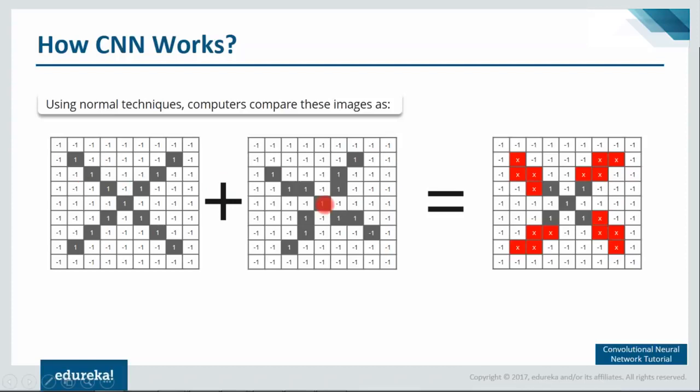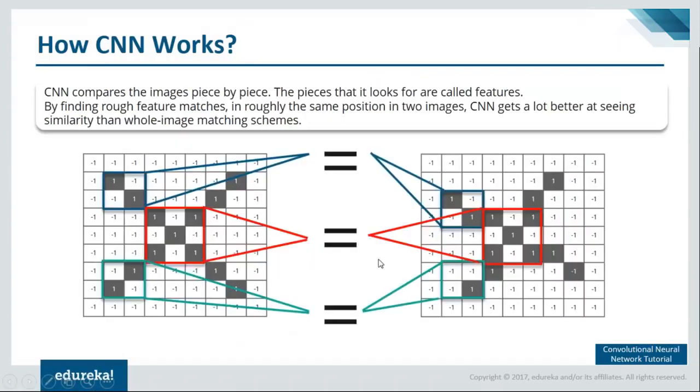So when you add the pixel values of both of these images, you get something like this. So basically our computer is not able to recognize whether it is an X or not. Now what we do with the help of CNN is take small patches of our image. These patches or pieces are nothing but features or filters. By finding rough feature matches in roughly the same positions in two images, CNN gets a lot better at seeing the similarity than whole-image matching schemes.